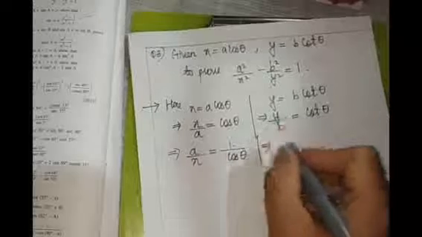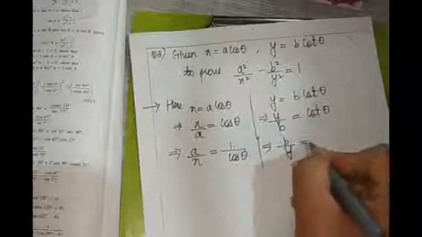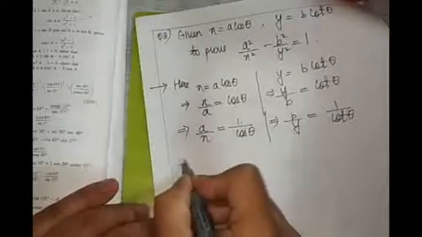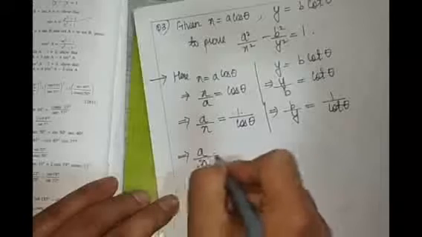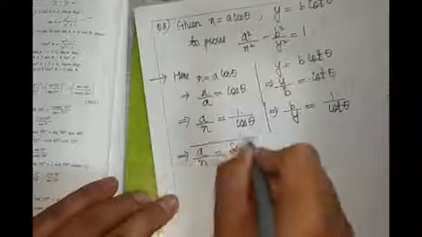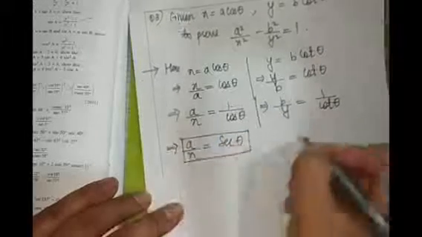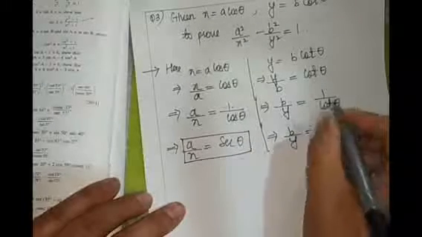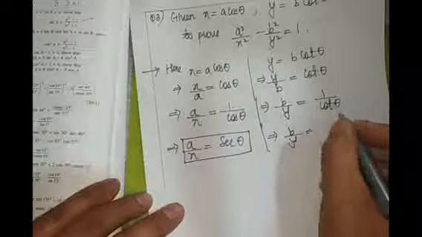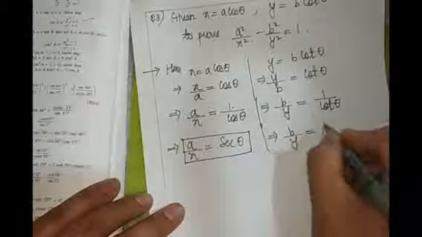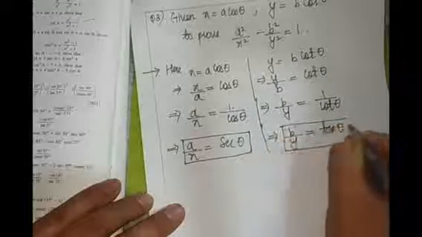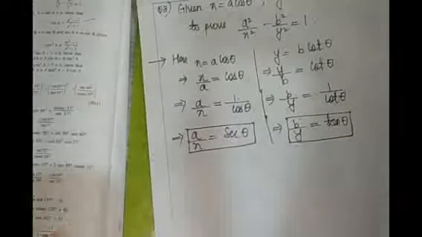Similarly, when I flip this side as well, I get b by y, which is 1 by cot theta. From the reciprocal relation, what we know is 1 by cos is nothing but sec theta. Let us keep it inside the box. Similarly, b by y is equal to 1 by cot, and 1 by cot is tan theta. We know these relations.